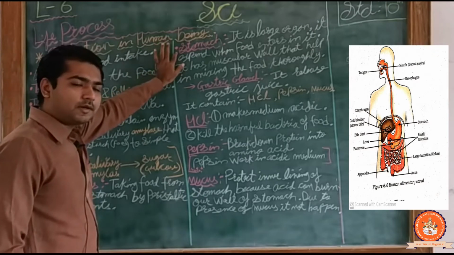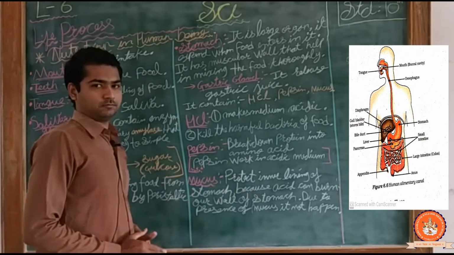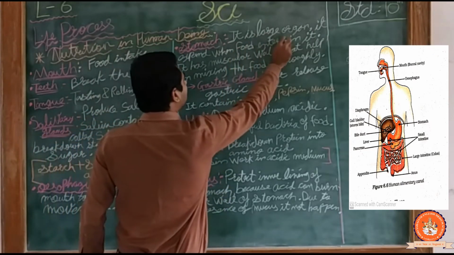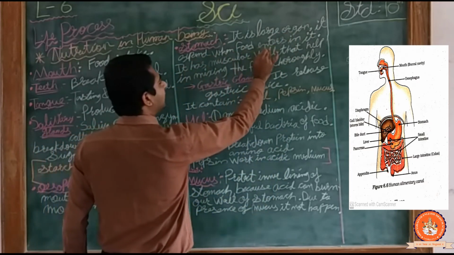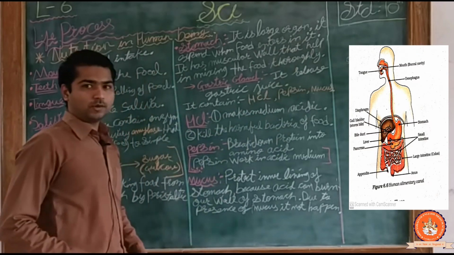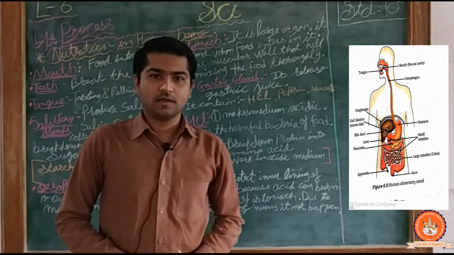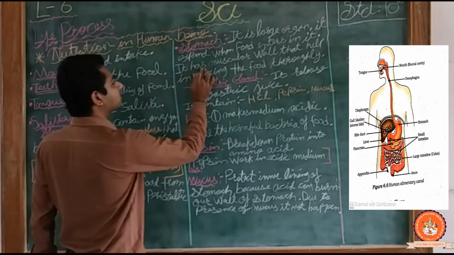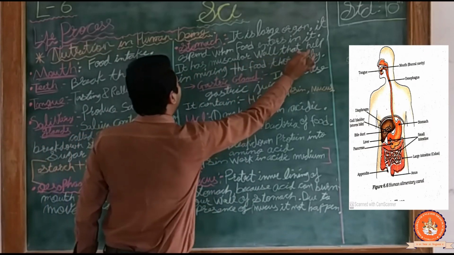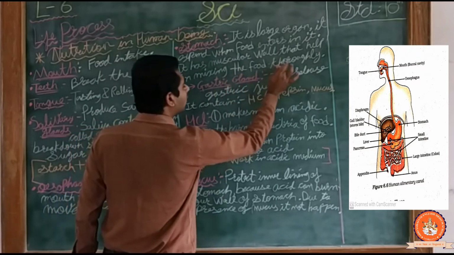Now the function of the stomach: it is a very large organ. Clear? Stomach is a large organ. It expands when food enters it. When the food enters your stomach, the stomach will be expanded. It has a muscular wall that helps in mixing the food thoroughly.